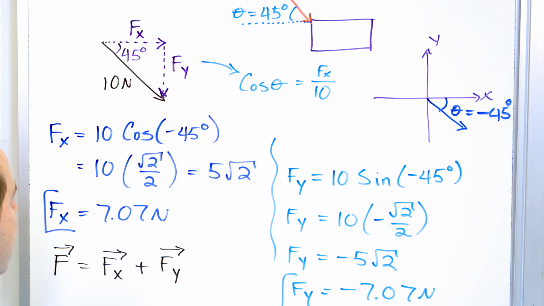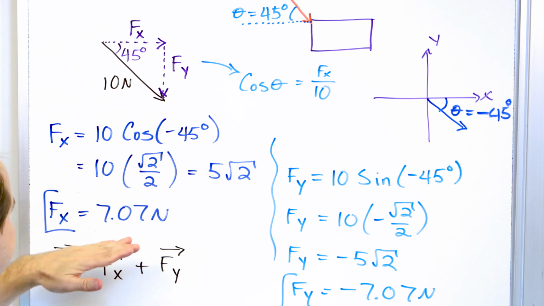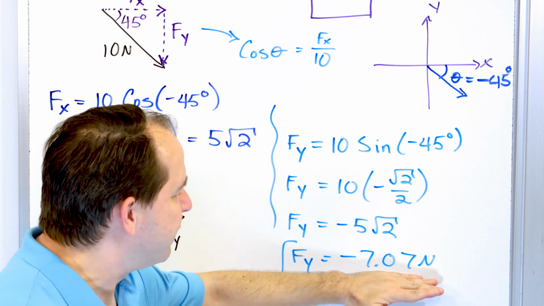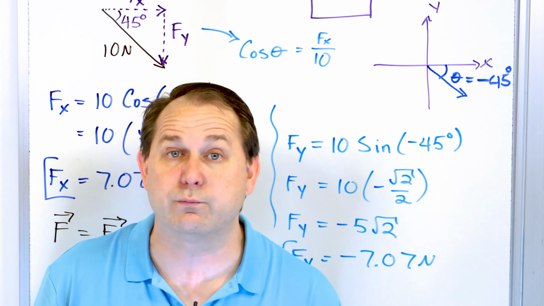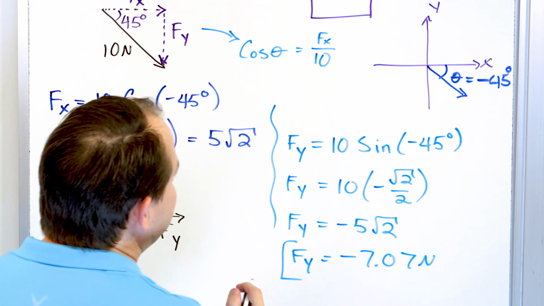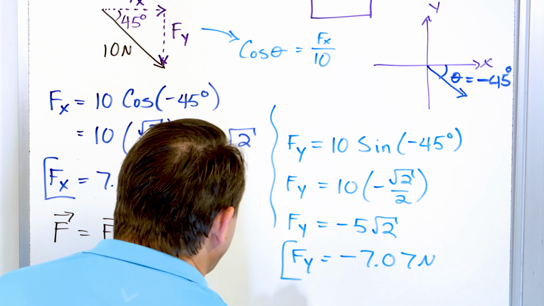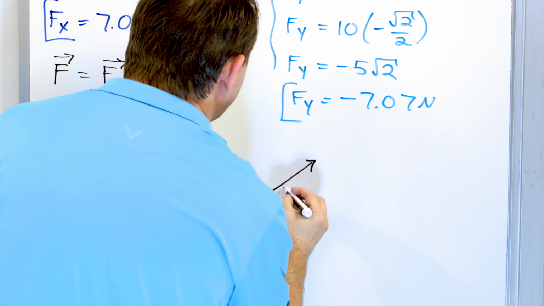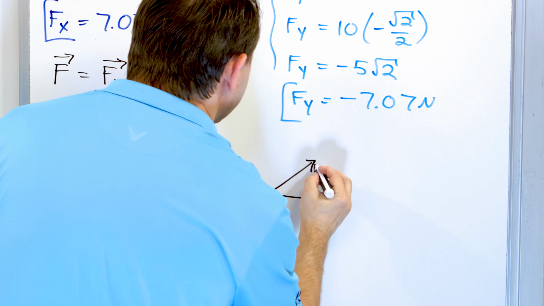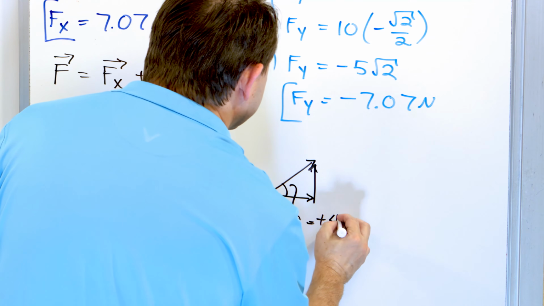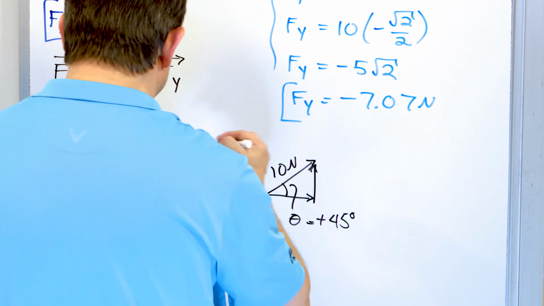This is where people kind of bake their noodles here, right? Because it looks like you have 7.07, and if you add it to negative 7.07, it looks like the answer is 0. And if I change the problem, which in a previous video I had a different problem, if I changed it to where it was a positive 45 degrees, what if the force was going up like this at an angle of positive 45 degrees at 10 newtons right here?